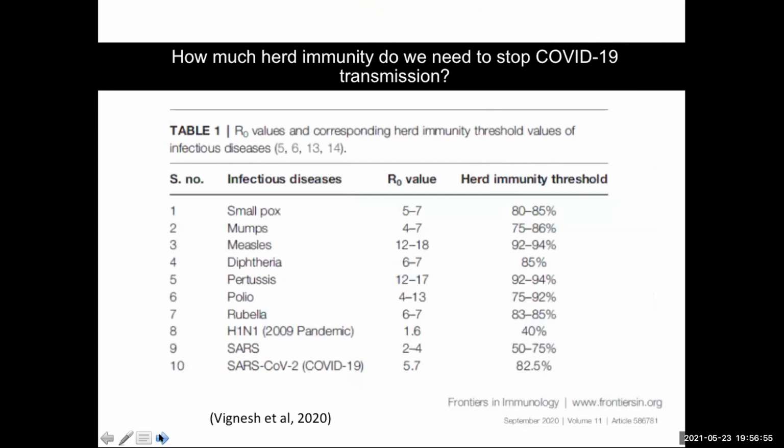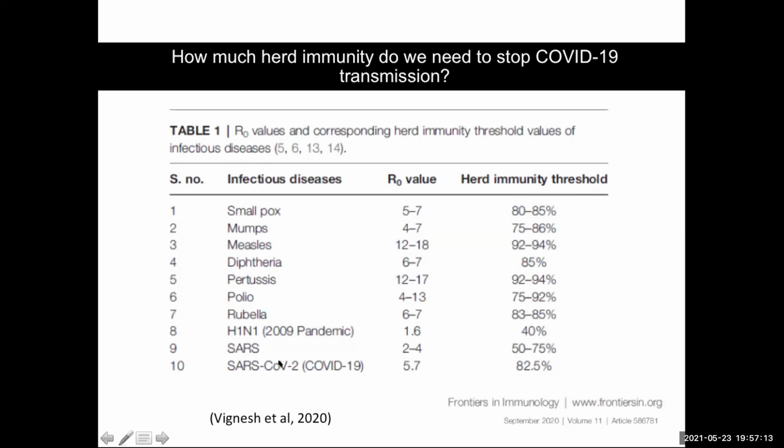Now, if you take different diseases that spread very fast, like smallpox, which can spread from one person to 5 to 7 people, they need a very high level of herd immunity. About 85% of the population needs to be immunized.